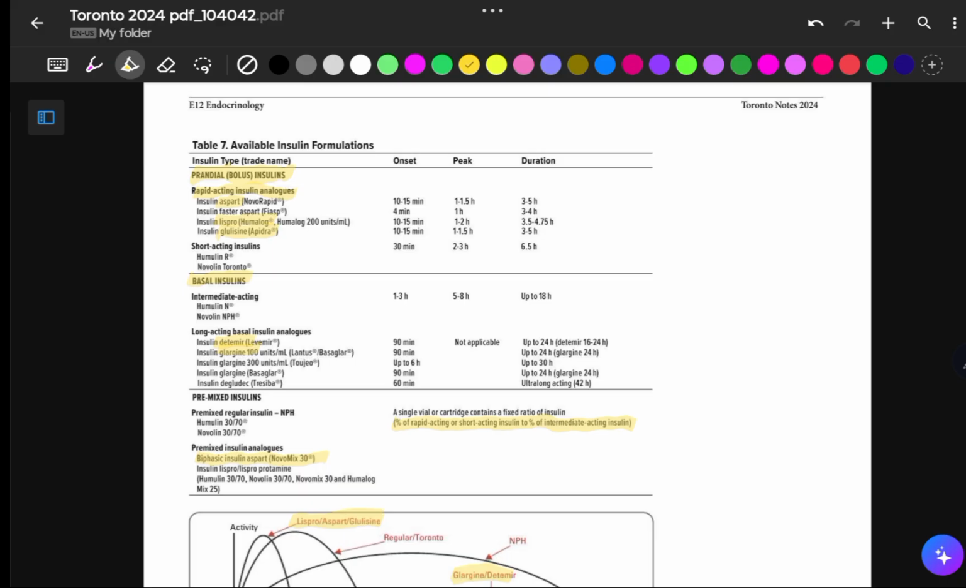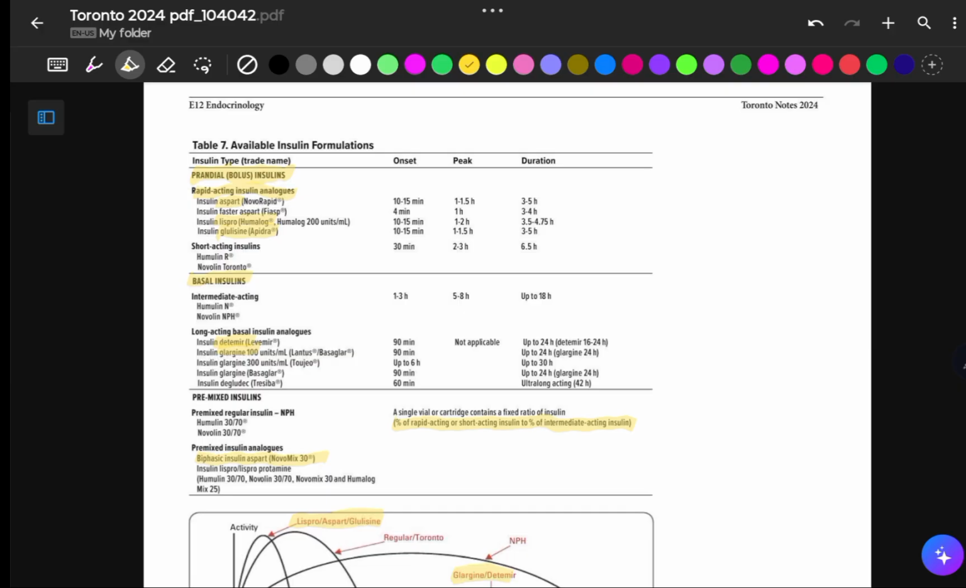So looking at table 7, now we're looking at more on your type 1 diabetes management, available insulin formulations that are there. So we are looking at your prandial insulin, which is also known as your bolus insulin. So what does this include? Prandial or bolus insulin, when you're talking about that, we're looking at 2 types: your rapid acting insulin analogs and your short acting insulin.